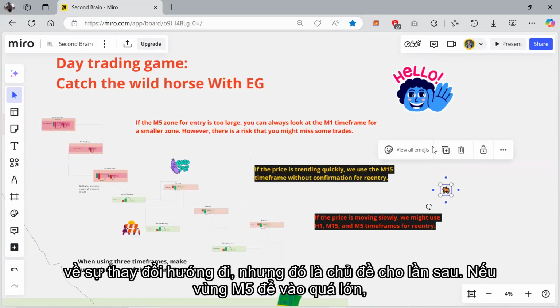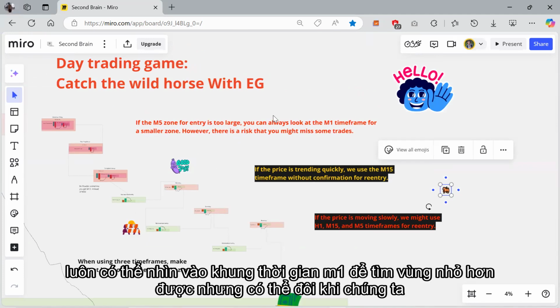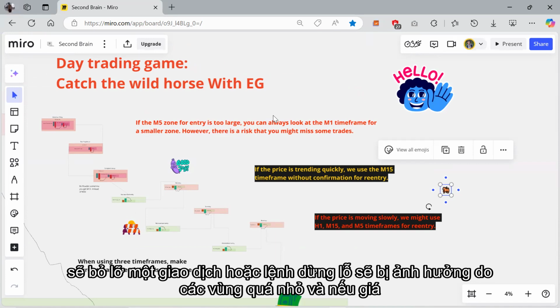Okay. If the M5 zones for entry are too large, you can always look at the M1 time frame for a smaller zone. But it could be that we sometimes will miss a trade, or the stop loss will get hit because the zones are too small.